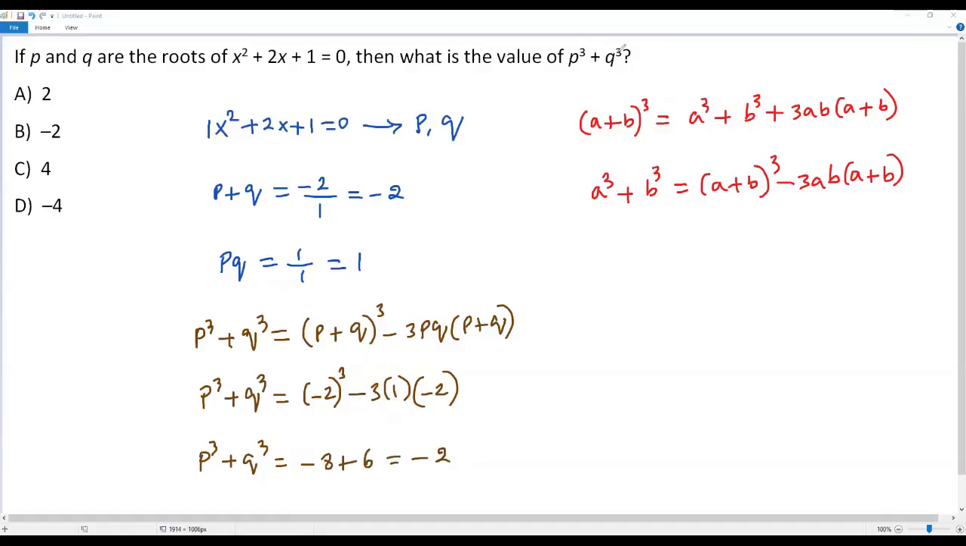Now I got the value of this P cubed + Q cubed. Its value is negative 2. We find negative 2 in answer choice B. The correct answer choice for this question is B.